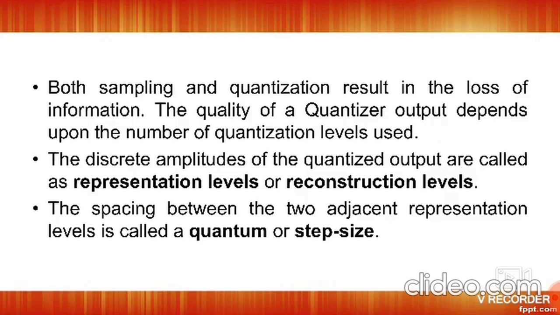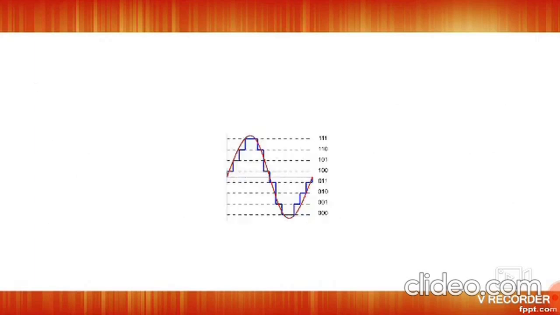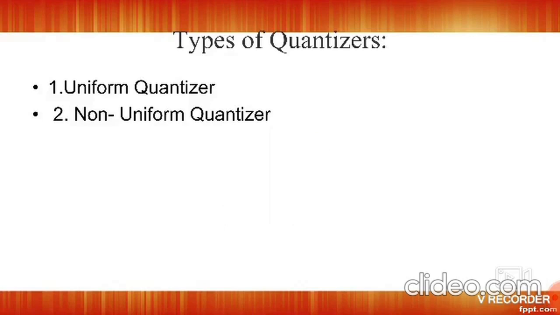The discrete amplitudes of the quantized outputs are called representation levels or reconstruction levels. The spacing between two adjacent representation levels is called the step size or quantum. Here we are quantizing this continuous time signal with 3 bits, represented as 000 to 111, that is 0 to 7, so totally 8 input levels are there. This can be done with different types of quantizer, called uniform quantizer and non-uniform quantizer.